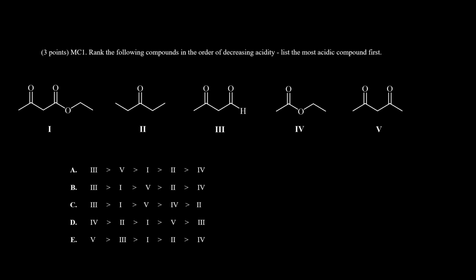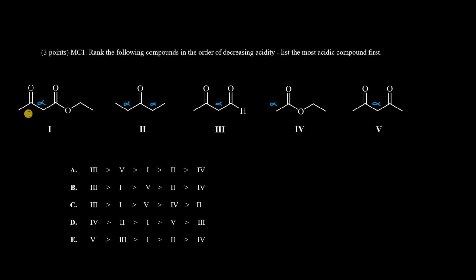So let's see if we can rank the compounds based on acidity, based on what we discussed. And we need to rank in terms of decreasing acidity. So let's find the most acidic compound first. So the first thing to do is draw in all of the alpha positions, which can be deprotonated to form the enolate. And now let's go step by step.